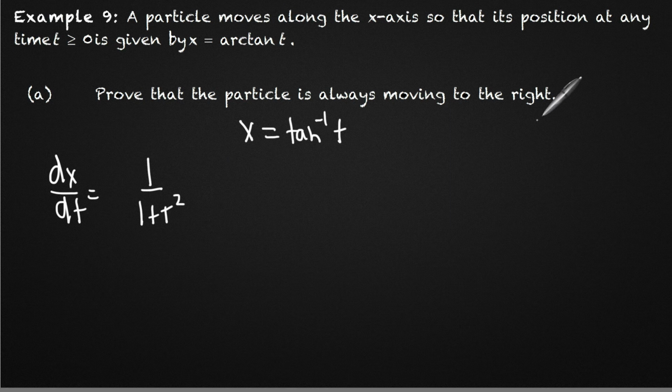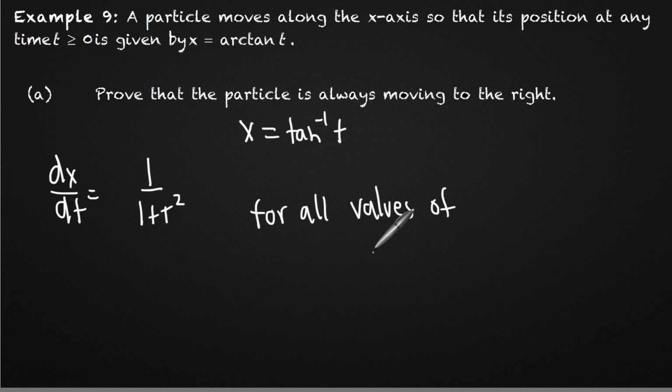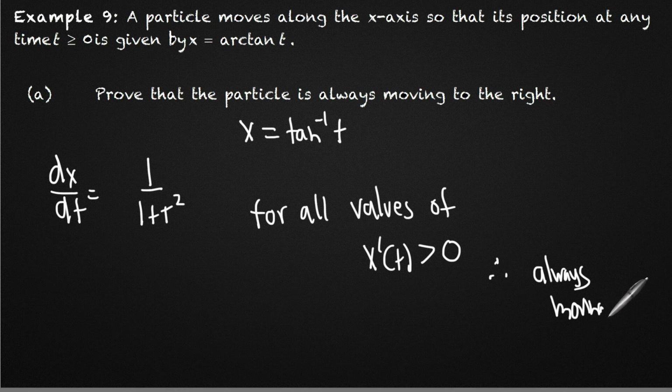Now, we can prove that it's always moving to the right because no matter what value of t you plug in here, it's going to be squared, which makes it positive. You add 1, it's still going to be positive, and 1 over any positive number is a positive number. So you'll have to say something like, for all values of t, x prime of t is greater than 0. So therefore, the particle is always moving to the right.